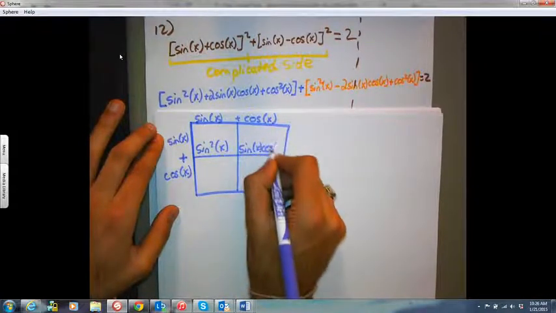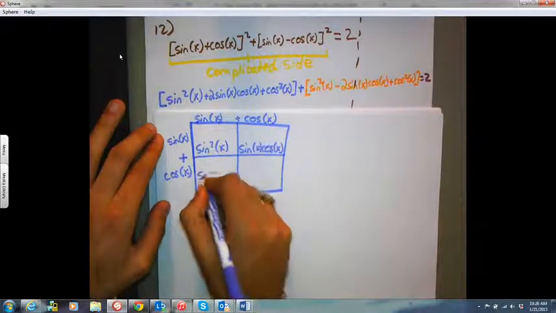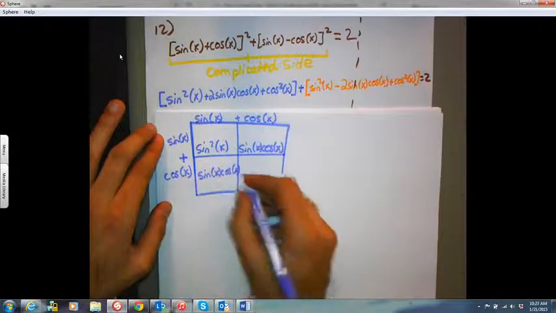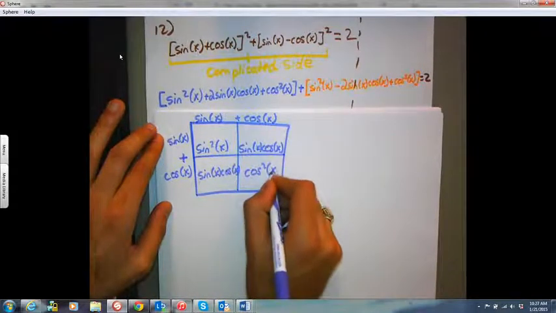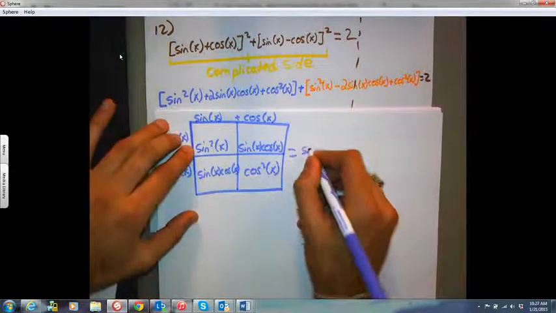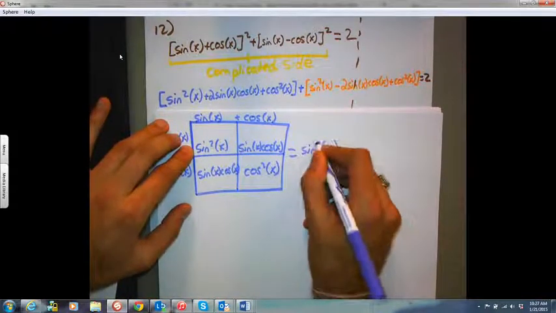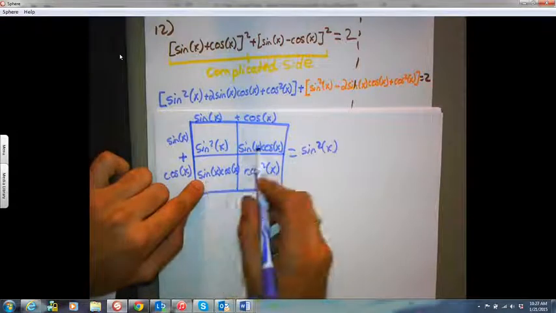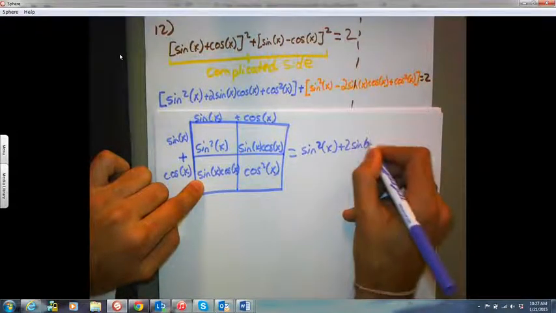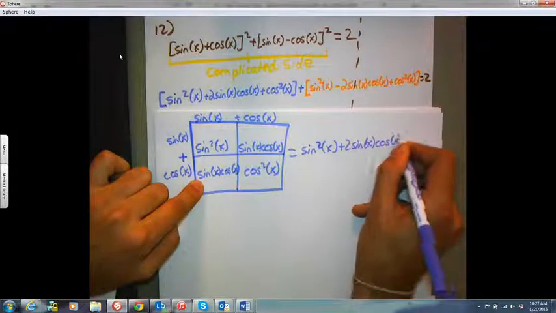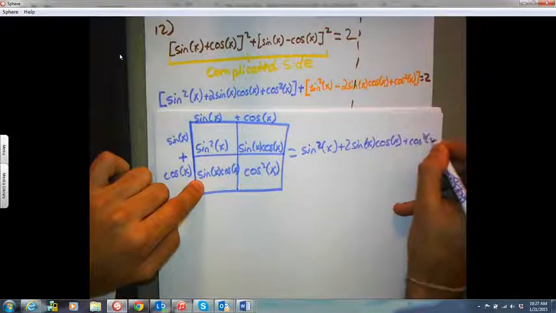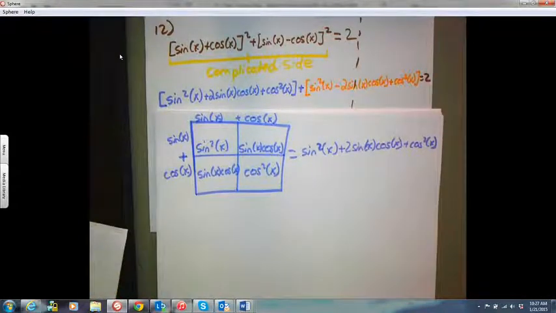So what does this equal? Well, we got 1 sine squared of x, we have 2 sine x cosine x, and we have 1 cosine squared x. Does that work, George? Yeah. Then I would do the same exact thing for the orange, except I would have a minus here. Okay. You're welcome. Thank you for asking.